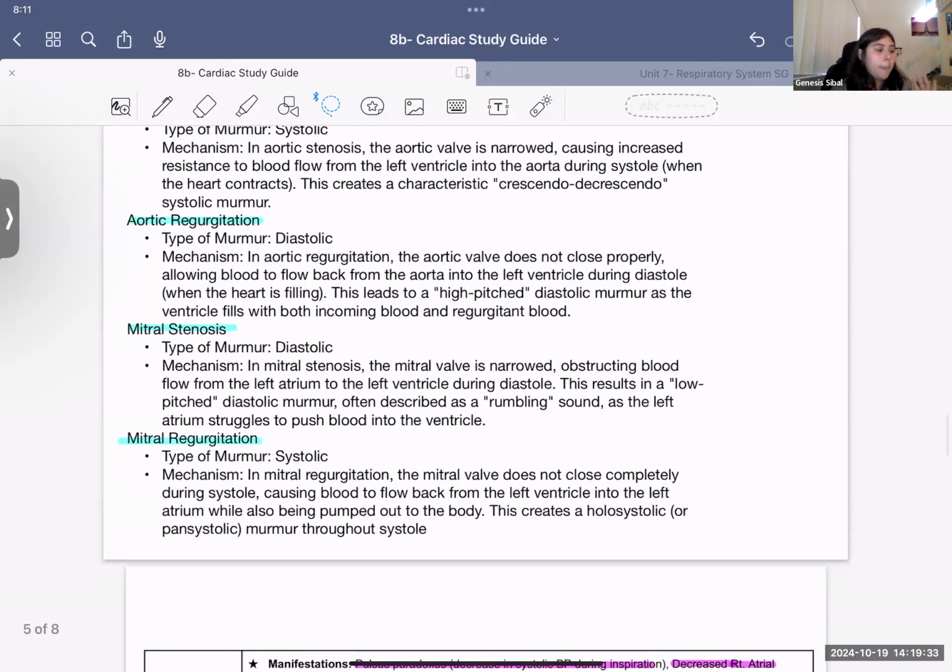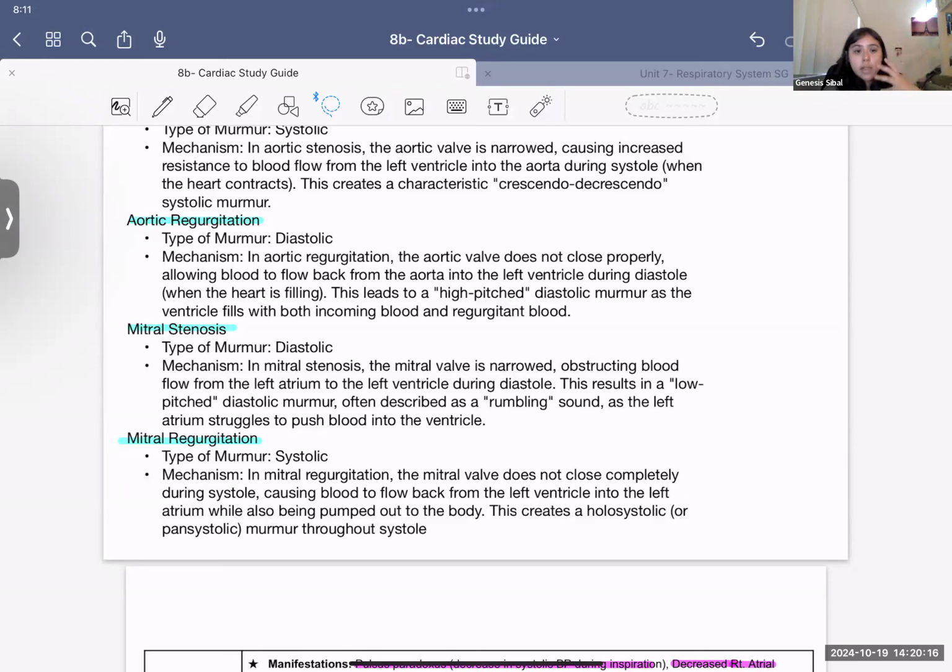So with mitral stenosis, this is in between the left atrium and the left ventricle, so you're going to hear a diastolic murmur. In mitral stenosis, the mitral valve is narrowed. This obstructs blood flow from the left atrium to the left ventricle during diastole. The way I would think about this is that the left atrium is struggling to push the blood to the left ventricle. The valve is in between, it's narrowed, so we're struggling. It's trying, but nothing's happening, so that blood remains filled.